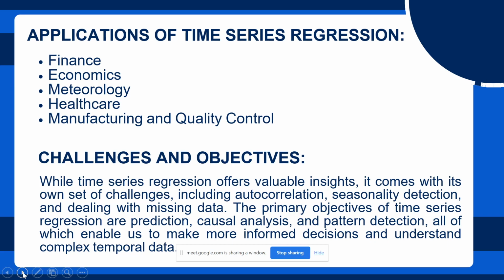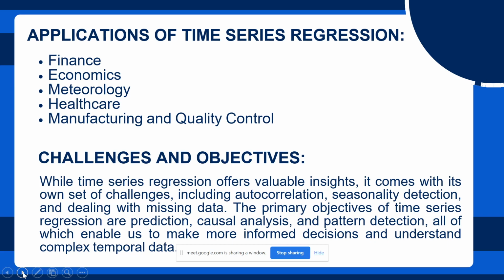Third is meteorology. In meteorology, time series regression is applied to analyze weather patterns, predict future conditions, and understand the impact of various factors on climate variables. And next is healthcare. Time series regression is employed in healthcare for predicting patient outcomes and analyzing the effectiveness of treatments over time and studying trends in public health data.